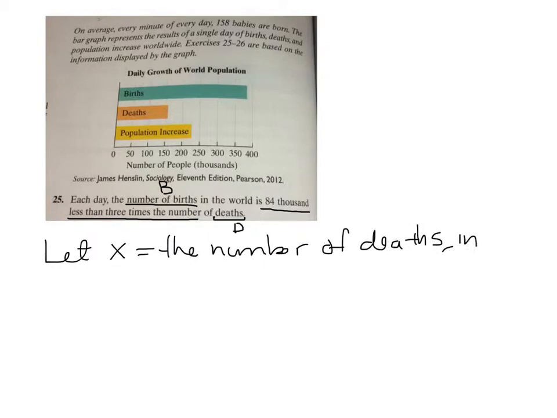So let X be the number of deaths, in thousands per day. It's a word problem, so you have to tell me what your unknown represents. And you have to be specific. You have to say per day, not per week or per month, because the problem specifically says per day. I let X be the number of deaths as opposed to births because the number of births is described in terms of deaths. Usually the last quantity, depending on what you're talking about, is what your unknown is going to be, what your X is.